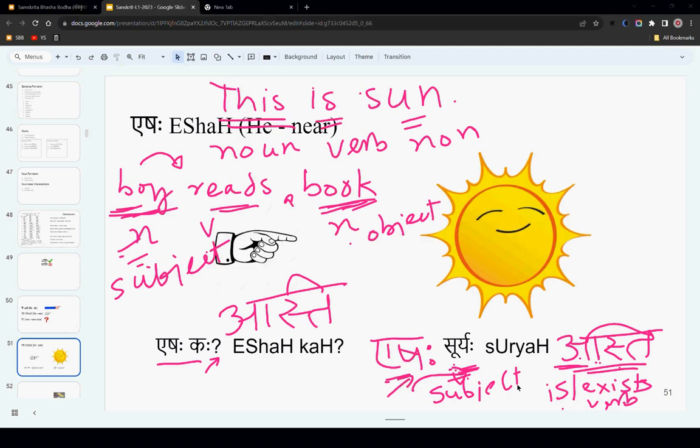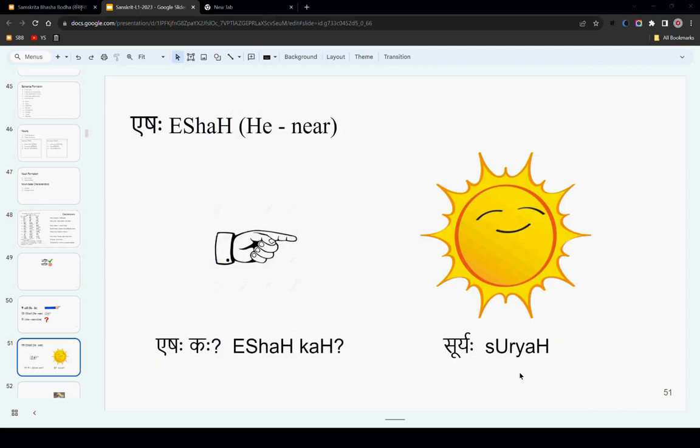So we'll see more expanded sentences later. But for now, a very simple sentence here is Surya Asti. Just two words. Surya Asti. Here Asti is the verb, and Surya is the subject, the noun. Right?